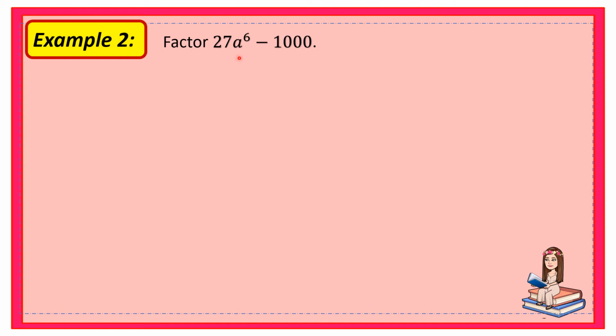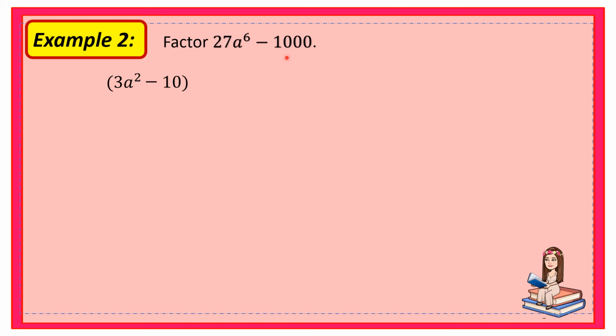Factor 27a to the 6 minus 1,000. So, unang step, you get the cube root of the first term. So, the cube root of 27 is 3. And the cube root of a to the 6th is a squared. Bakit a squared? Divide the exponent by 3. Kaya a squared. Next, you copy the operation minus. And then you get the cube root of the second term. The cube root of 1,000 is 10.